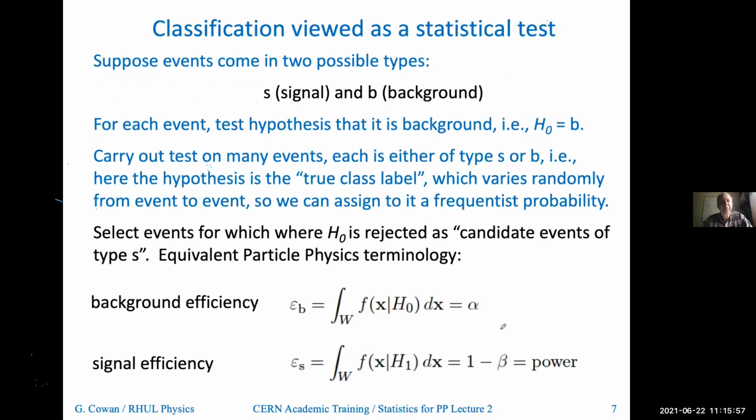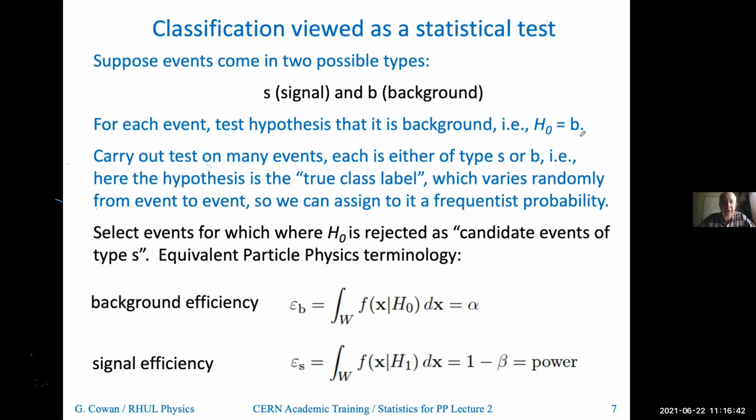Okay. Now, let's explore this a little bit further. Here's a context in which this could occur in particle physics. Let's suppose that we're looking at events, and they come in two possible types. These are going to correspond to two hypotheses: signal events, called S, and background events, B. For each event, I want to carry out the test. So the data that I'm considering is the data that pertains to an individual event. I'm going to carry out one of these hypothesis tests for each event, and I'm going to test the hypothesis H0 that it is an event of the background type.